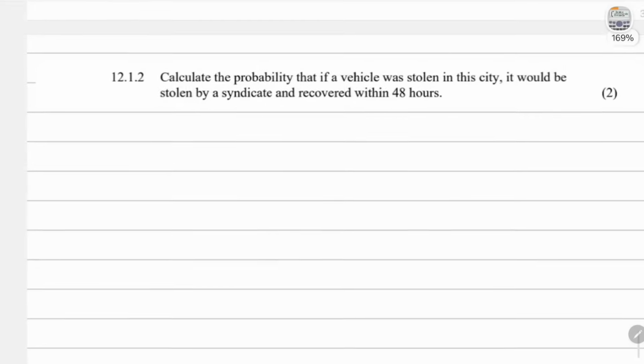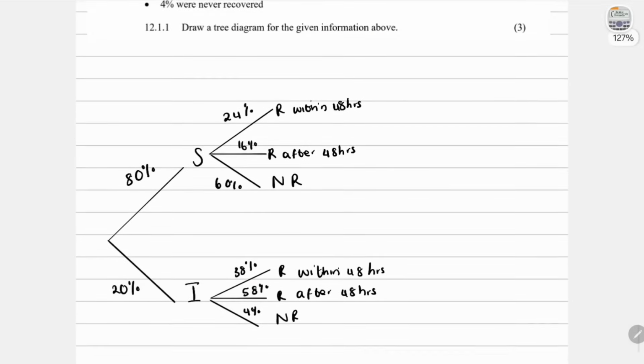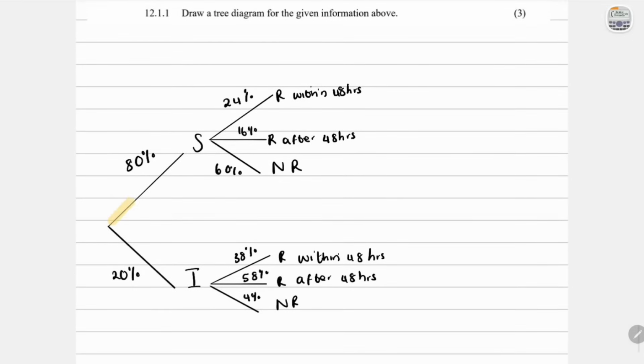Question 12.1.2 says, calculate the probability that if a vehicle was stolen in this city, it would be stolen by a syndicate and recovered within 48 hours. So, stolen by syndicate and recovered within 48 hours. That's what we need to look for. Okay, so the first branch, we're going for syndicate. That's 80%, and then it must be recovered within 48 hours. And that's 24%. So we're going to multiply those. That would be the probability that those two events happen at the same time.